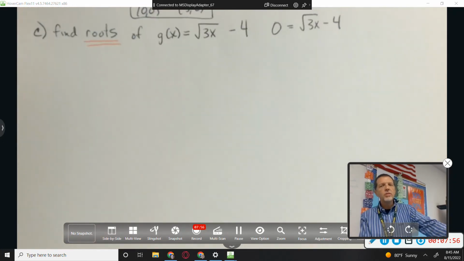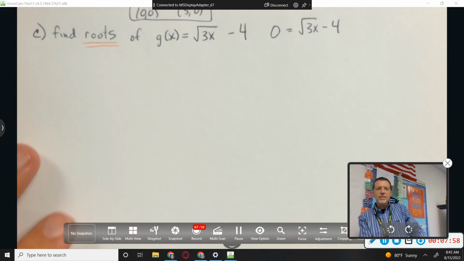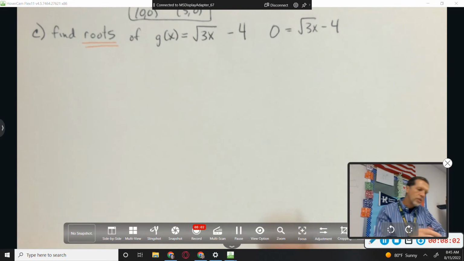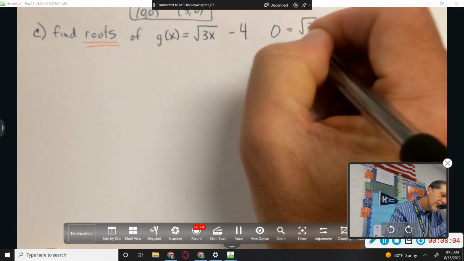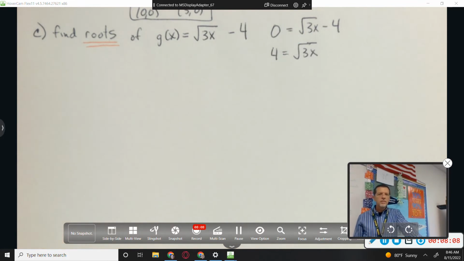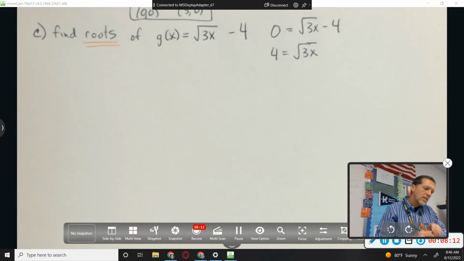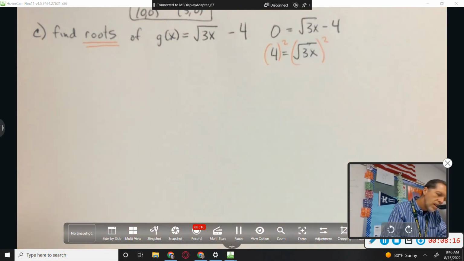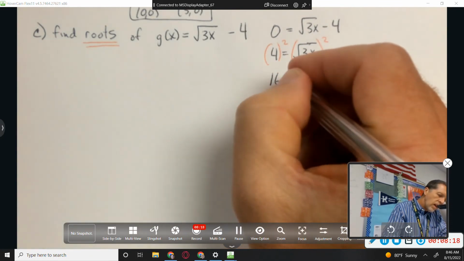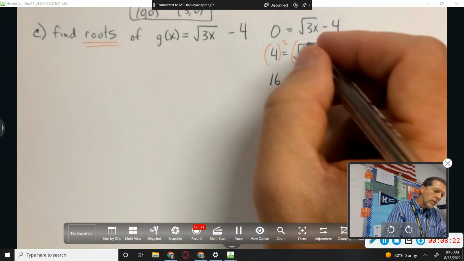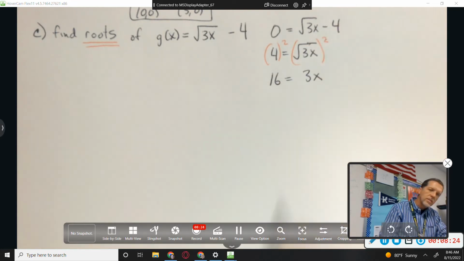What do you want to do to start to solve that for x? Move 4 over. What next? Good. Square both sides. The right side's easy because the square and the square root just cancel each other out.